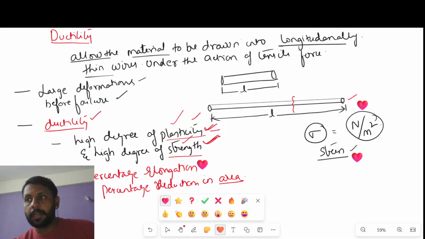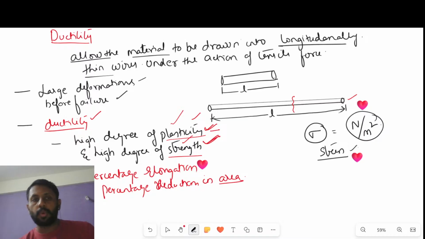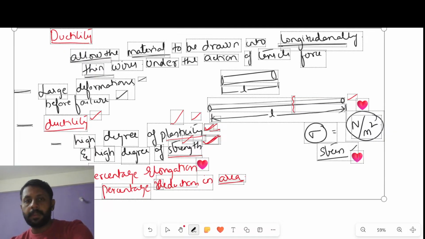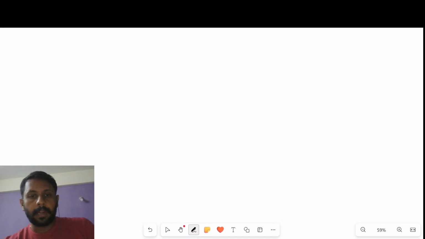So how is ductility determined? Ductility is also determined by the UTM test only. UTM, universal testing machine, the same elongation test that you do for a rod. Okay, shall we move on to the next property? Yes, sir. The next property is brittleness.